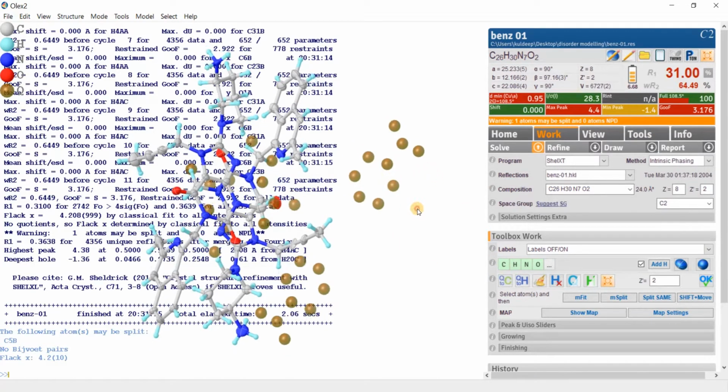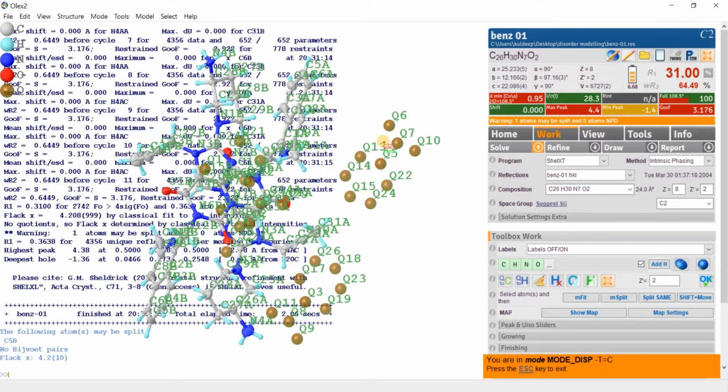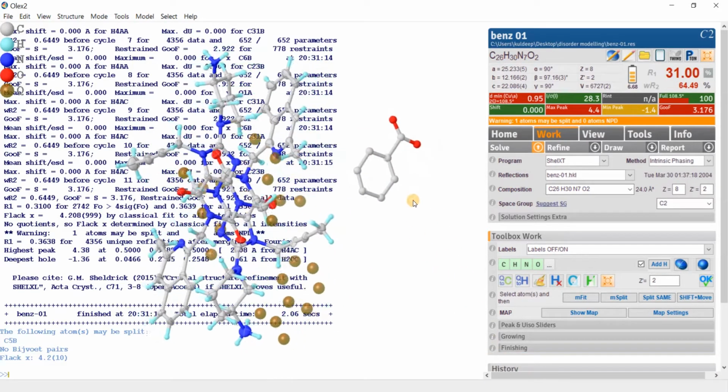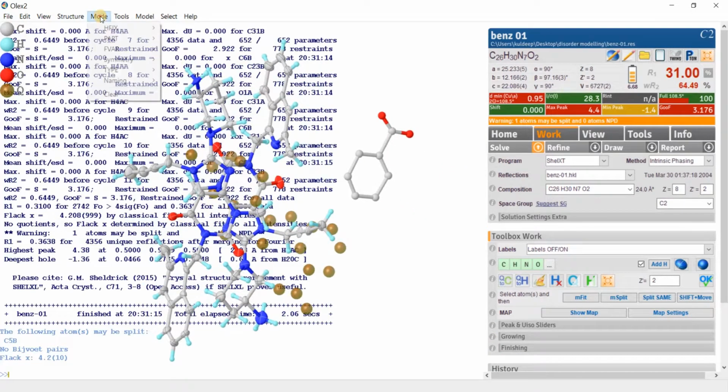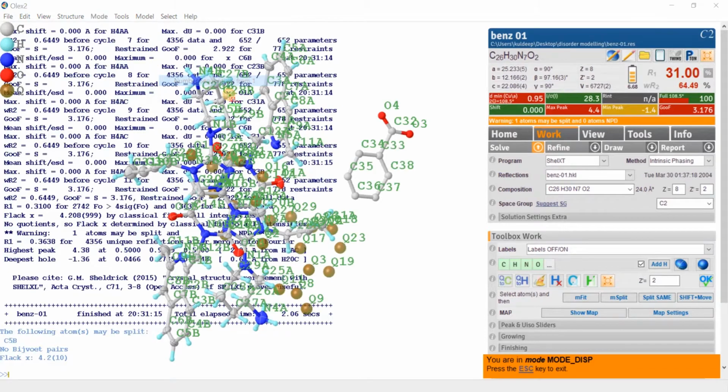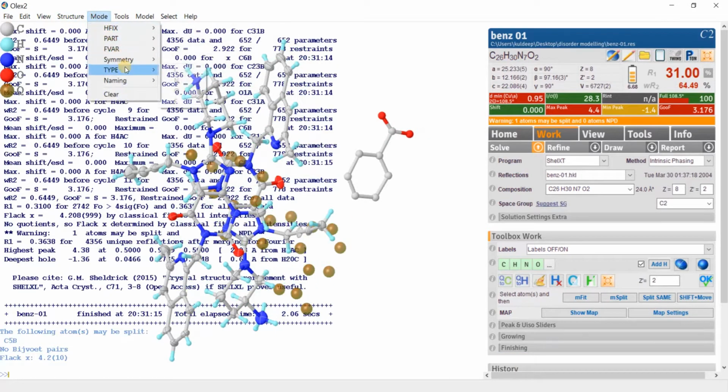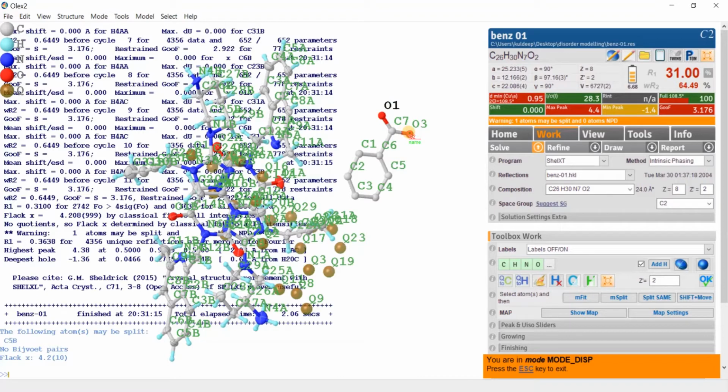Okay, so make these carbon, carbon, carbon, carbon, carbon. And these should be oxygen. These should be oxygen. Okay, escape it. Let's name them systematically. Go to mode, naming, and suppose this is C1, C2, C3, C4, C5, C6, C7. This is O1 and this is O2.